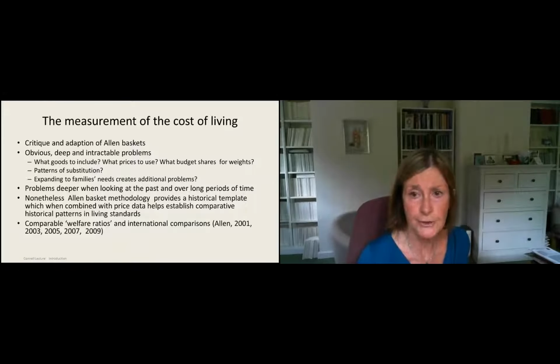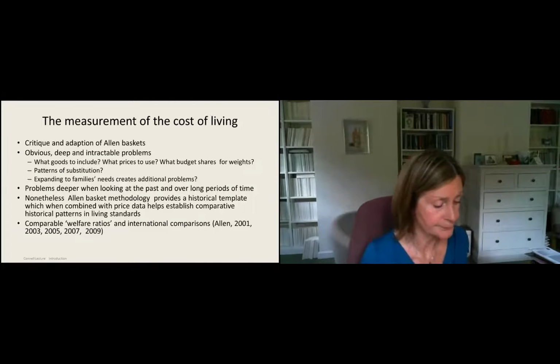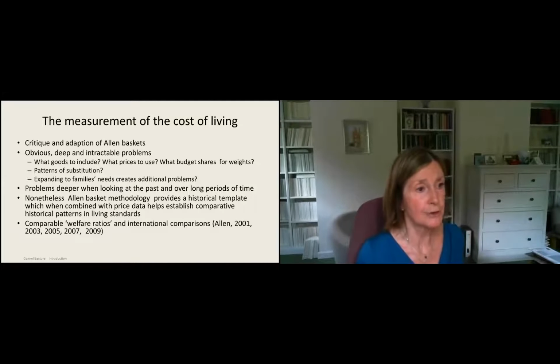There's general agreement, I think, that the bare bones basket is really rather mean, given that many historical workers worked at very physically arduous jobs and required a significant number of calories. So there's a critique at that level in terms of what the basket can deliver in terms of nutrition. Historians have also adapted the Allen baskets for local diets and also for local climatic conditions. So including, for instance, more fuel and warmer clothing, if we're thinking of the cost of living in colder climates, for example.